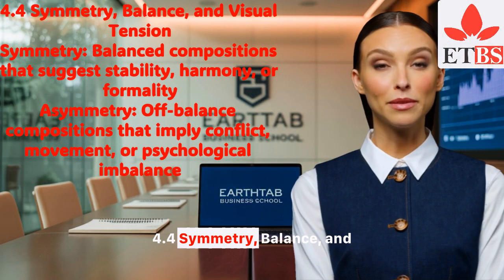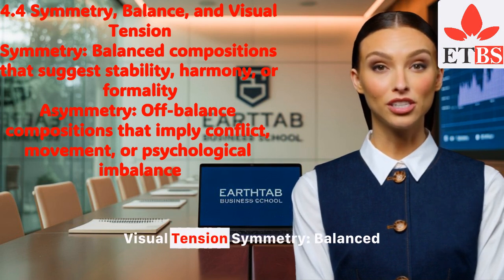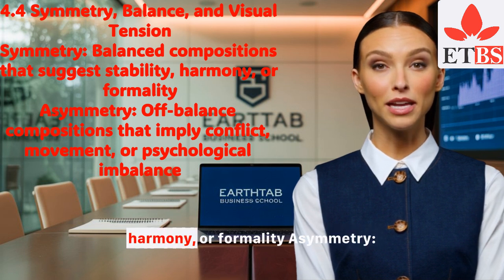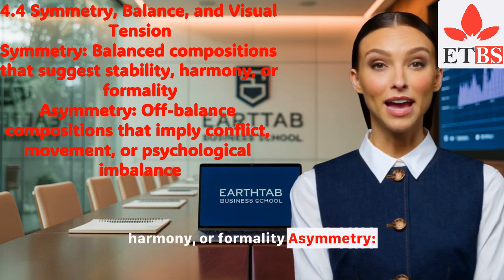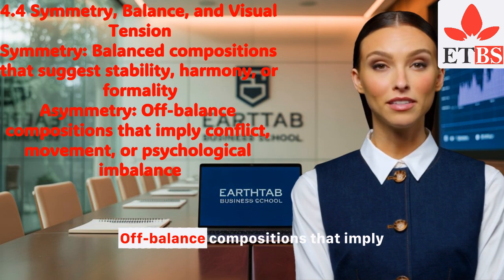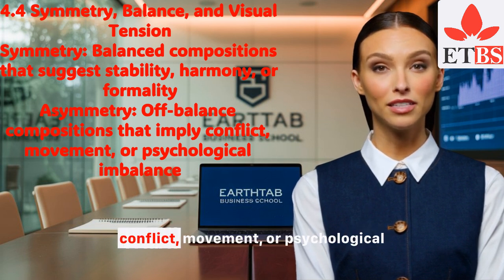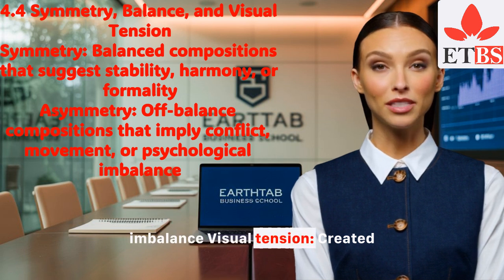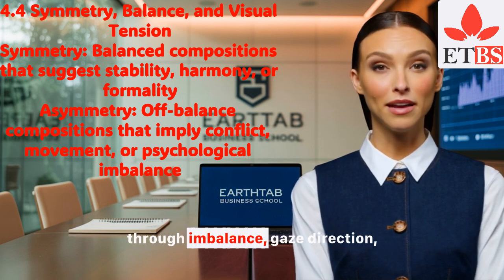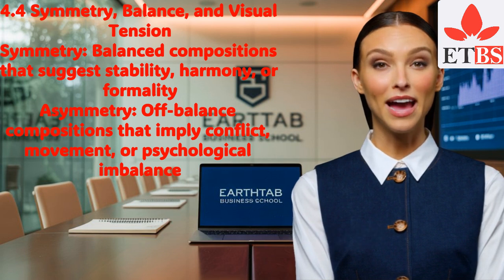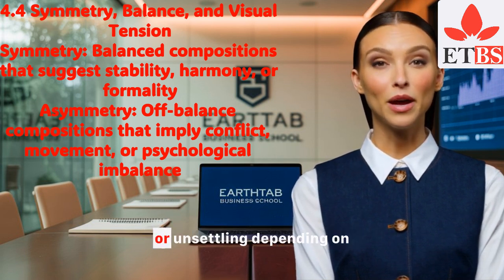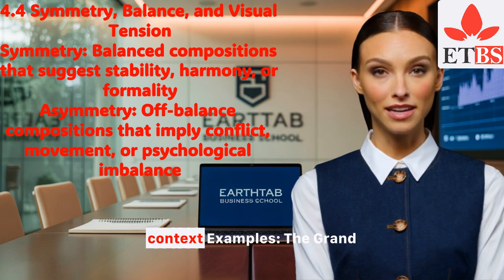4.4 Symmetry, balance, and visual tension. Symmetry: balanced compositions that suggest stability, harmony, or formality. Asymmetry: off-balance compositions that imply conflict, movement, or psychological imbalance. Visual tension: created through imbalance, gaze direction, angles, or motion. Center framing can be commanding or unsettling, depending on context.